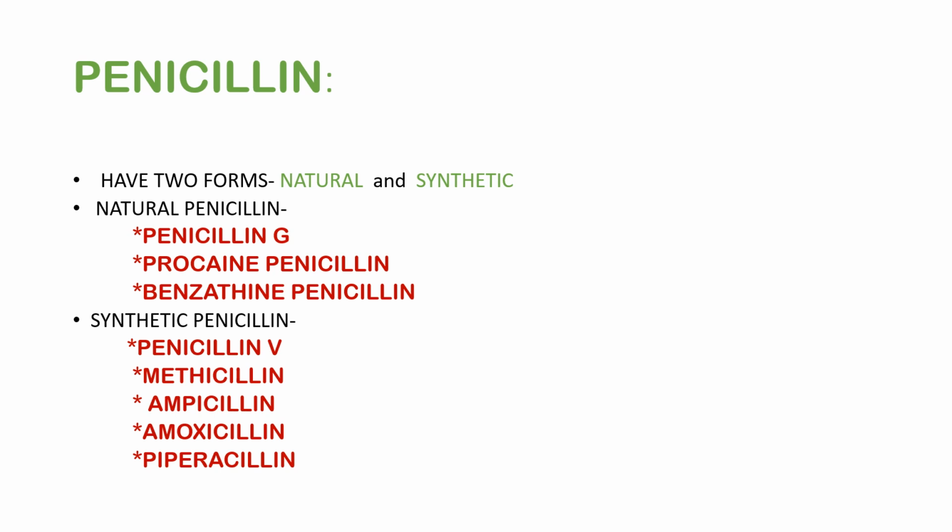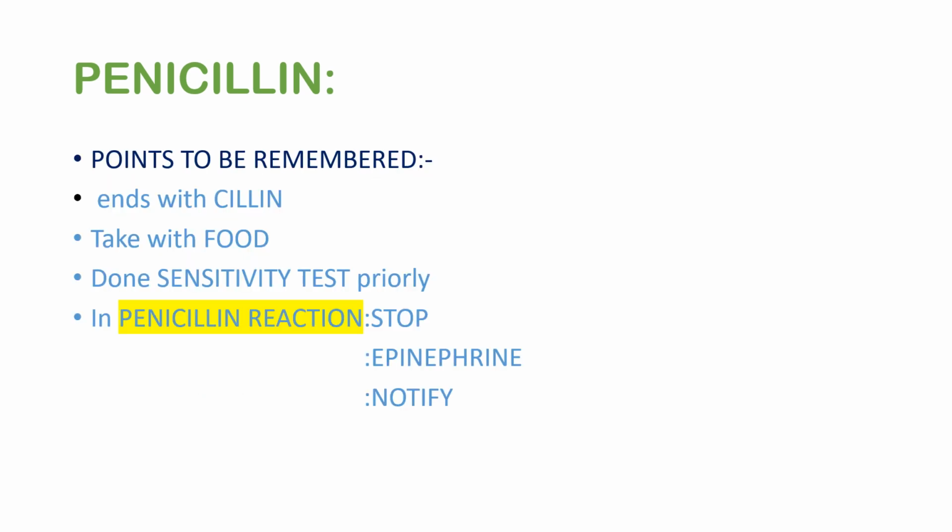Firstly, penicillin. Penicillin has 2 forms, natural and synthetic. Natural penicillin examples are penicillin G, procaine penicillin, benzathine penicillin. Synthetic penicillins are penicillin V, methicillin, ampicillin, amoxicillin, and piperacillin. Points to be remembered: mostly penicillin ends with cillin.